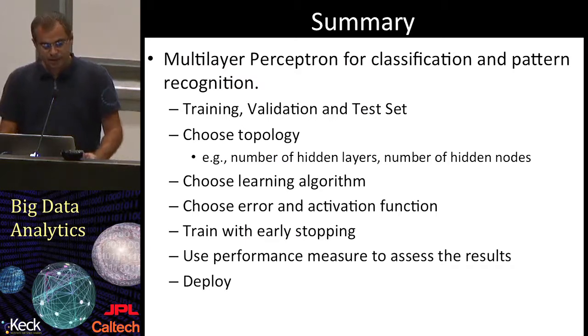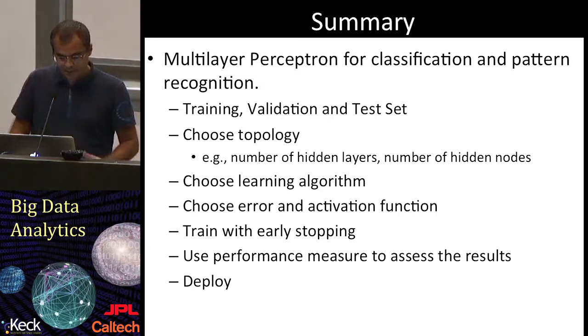Now, in this video, we have seen how to use a multilayer perceptron for classification. First, of course, we need to create proper training, validation, and test sets, and choose the cross-validation approach we want to use. Then we need to choose the topology, for example, the number of hidden layers and the number of hidden nodes per layer. And we have said that rules of thumb don't work in this case, and they depend on many factors. Then we need to choose error and activation functions according to the results we want to have.